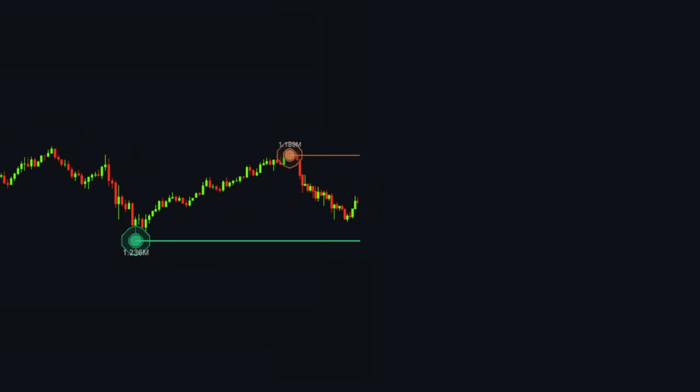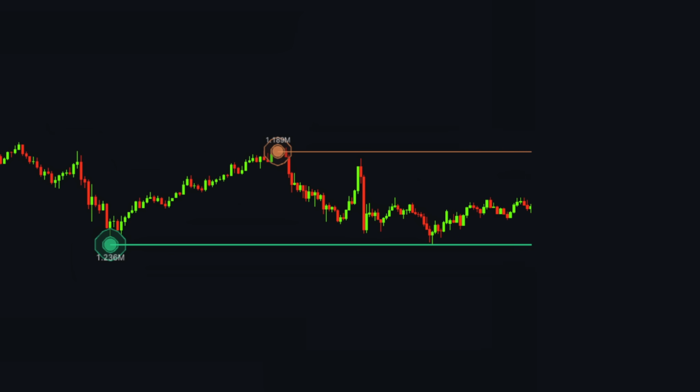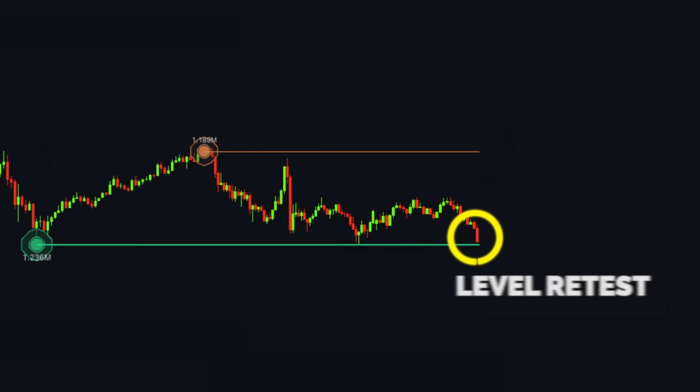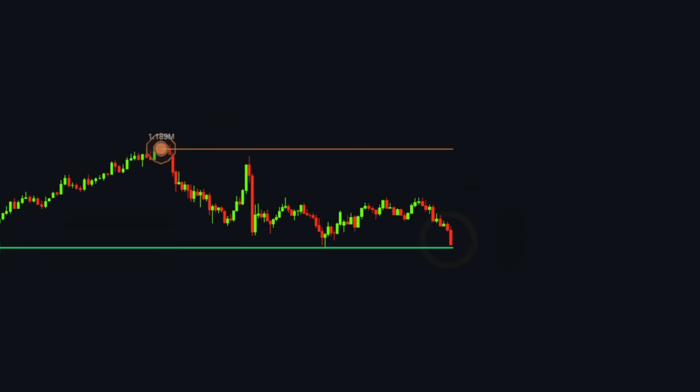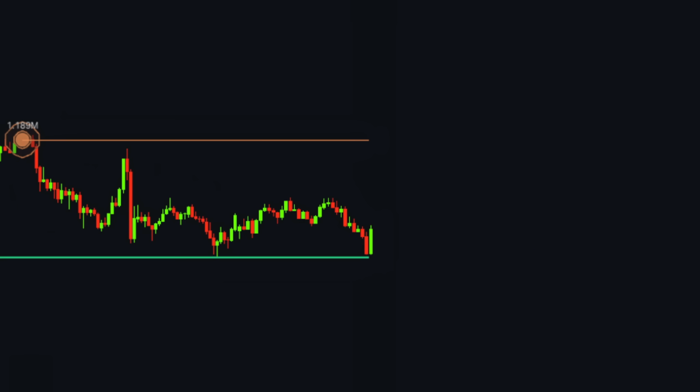Here's a powerful strategy using the high volume points indicator. When price approaches a high volume buying point marked on the chart, wait for a retracement back to that level. If the price retests this high volume zone and forms a bullish candlestick pattern, like a hammer or engulfing candle, it's your cue to buy.